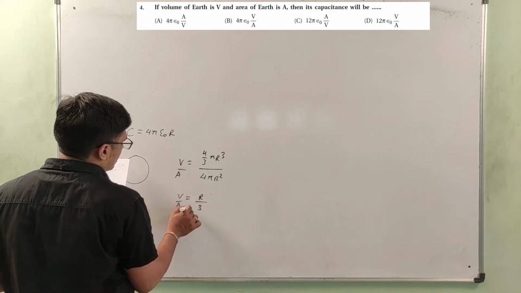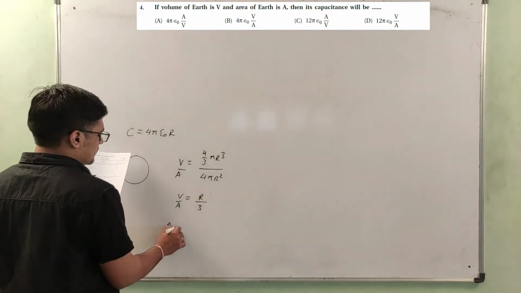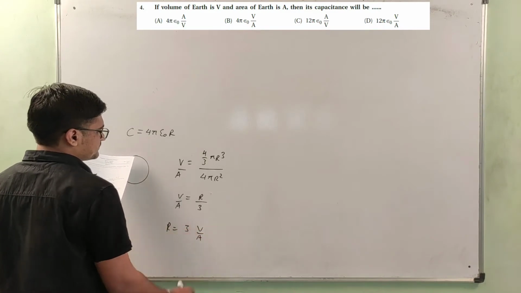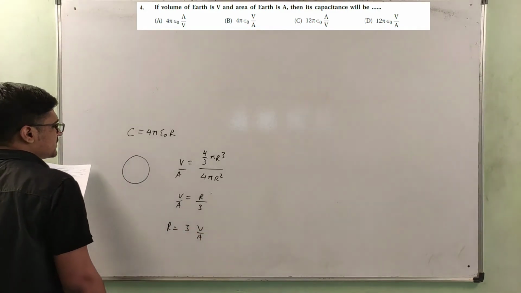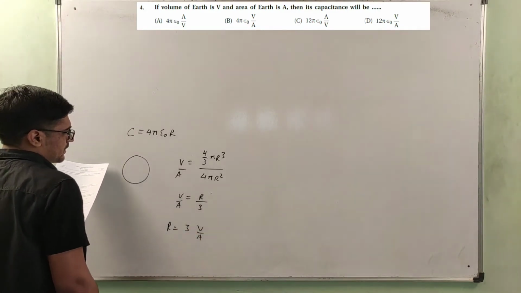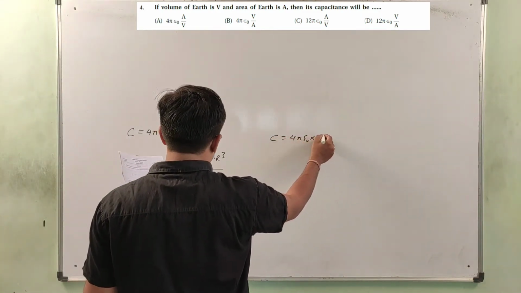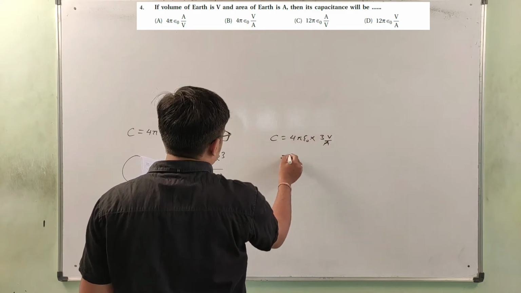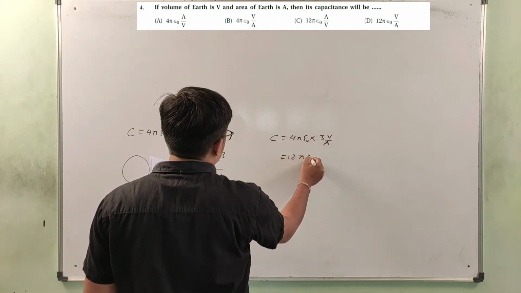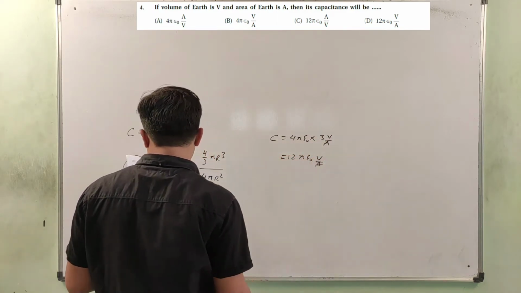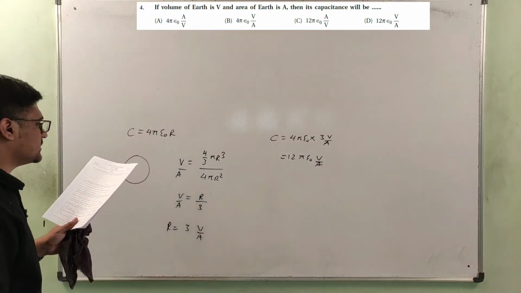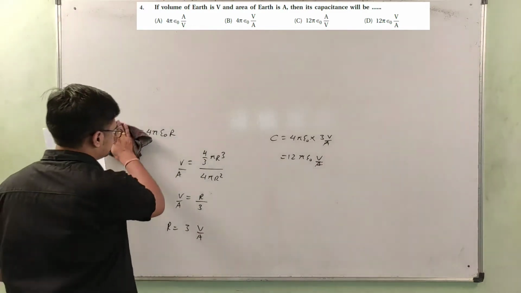V by A is equal to what? R by 3. So R is equal to 3 times V by A. So capacitance is equal to 4 pi epsilon naught and R is equal to 3 times V by A. So that is equal to 12 pi epsilon naught V by A. So our answer is D.